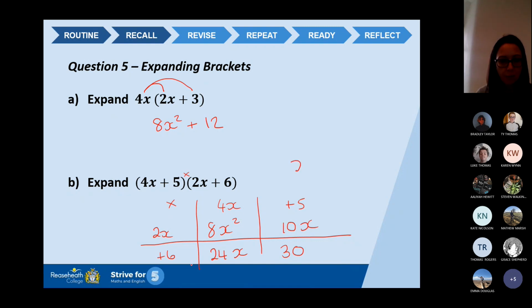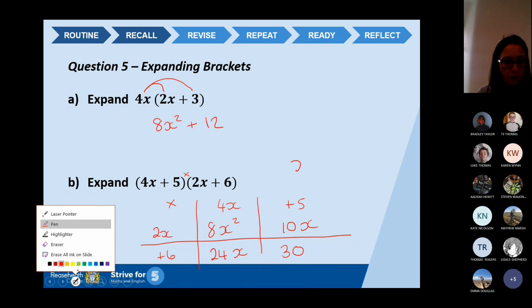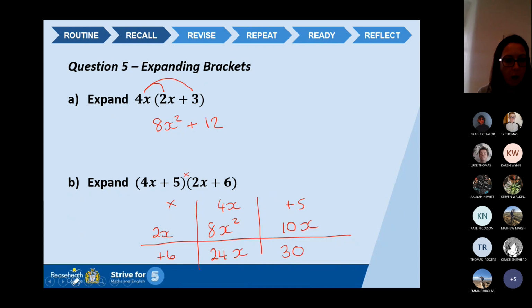Now, we haven't done a lot of double brackets in class, but I just wanted to put this in as a little extra just in case there was anybody stretching for a 5 who wanted to try the harder stuff. So we've got 8x squared.